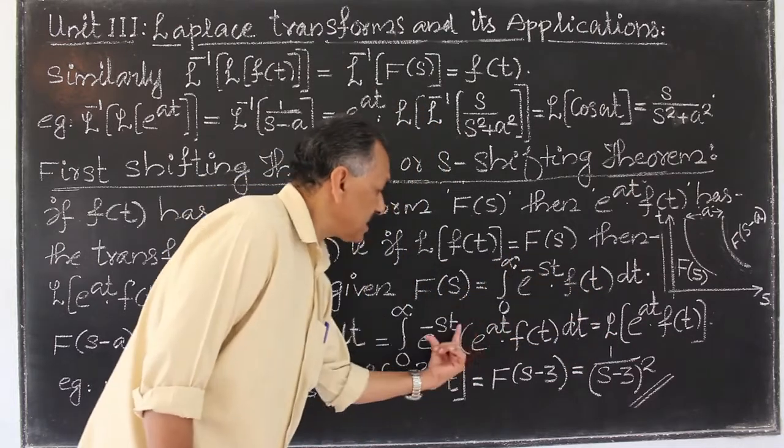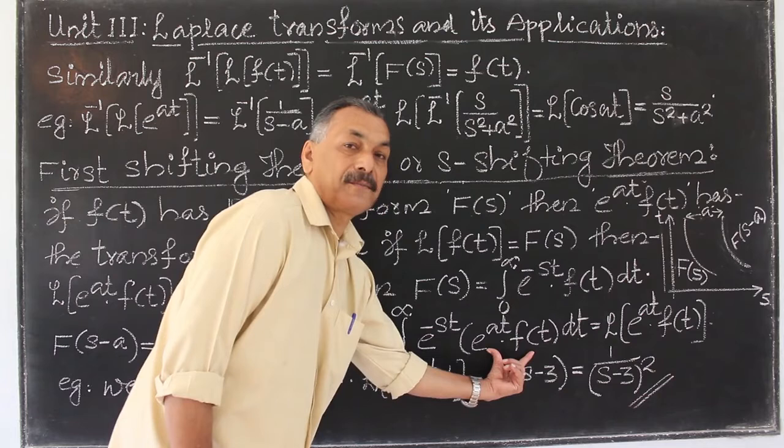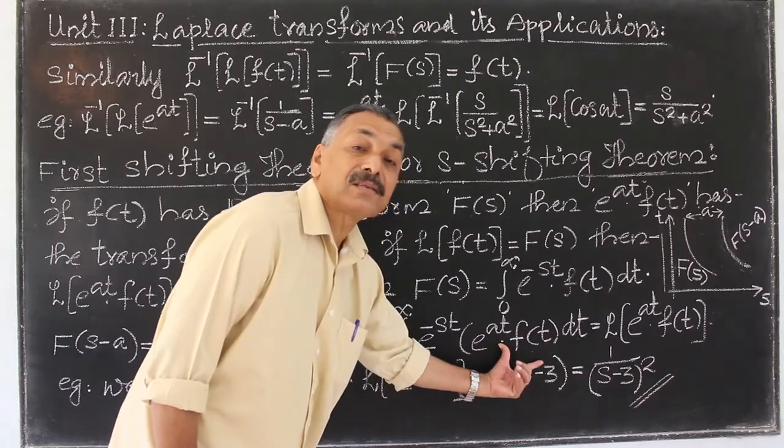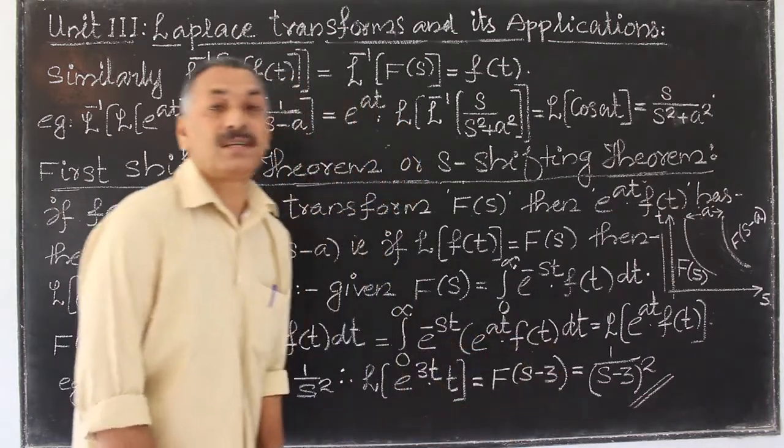ഇവിടെ e raised to minus st കഴിഞ്ഞാൽ ബാക്കി വരുന്നത് മൊത്തം വരില്ലേ? That is, it is the Laplace transform of e raised to at into f of t.